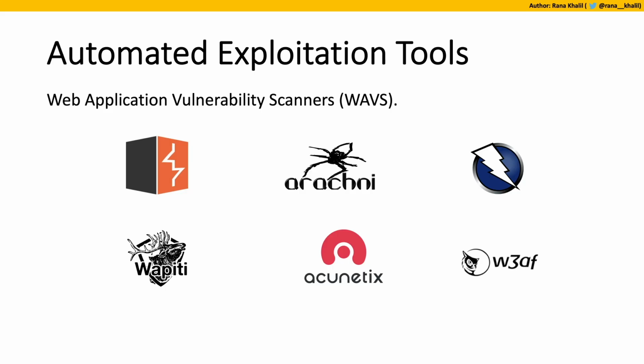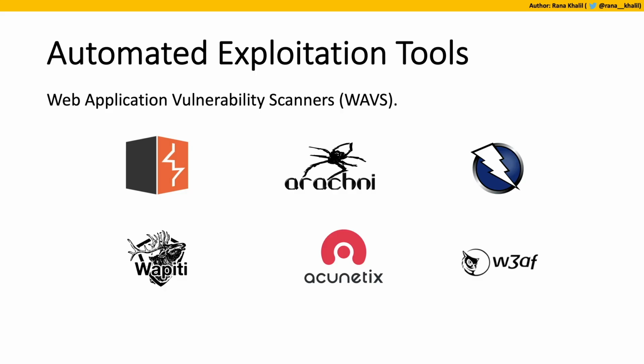We can't end this section without talking about automated exploitation tools, which are web application vulnerability scanners. So for those of you that have never heard of web application vulnerability scanners, they're essentially automated tools that crawl your web application and look for vulnerabilities. Now, any decent scanner should have the ability to scan for CORS security misconfiguration. So if you're not currently using a scanner, you should definitely add it to your toolbox or to your methodology.